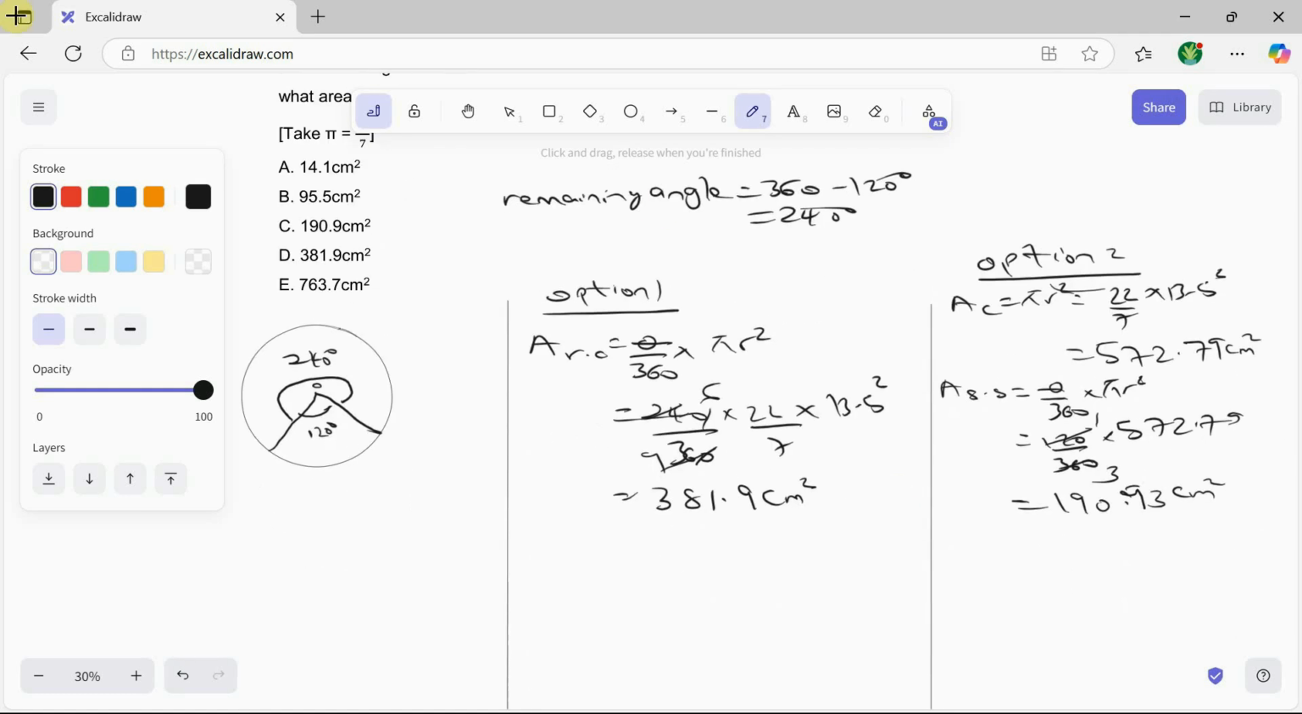Now we have the area of the full circle and the area of the small sector. So the area of the remaining sector will be the area of the full circle minus the area of the small sector. That is 572.79 minus 190.93, which gave me 381.86, or 381.9 centimeters squared. Any way that you choose, this one is simpler, but it all depends on how you understand the question.